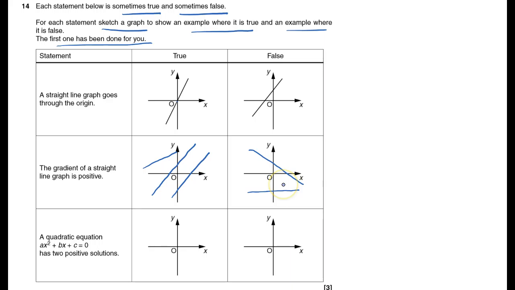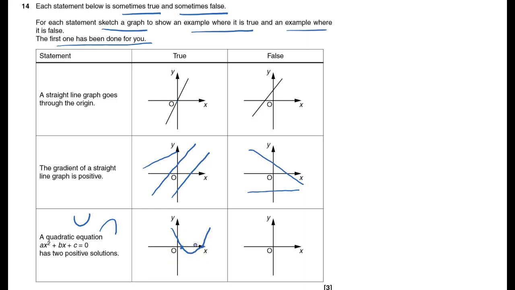Okay, a quadratic equation, ax squared, that's going to be a U-shaped curve like that, or indeed it could be a U-shape going that way. But it has two positive solutions, so where it has two positive solutions, it must cross the x-axis when y is 0, and it must be positive, so it's going to have to cross something like that, with both this point here and this point here being to the right of the origin.